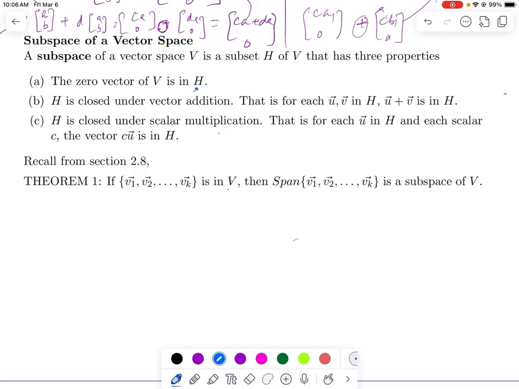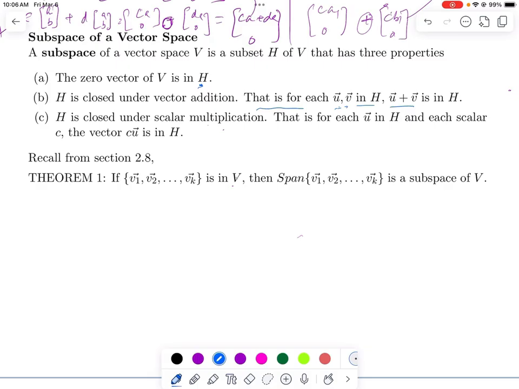H is closed under vector addition. What does that mean? For any two vectors u, v in H, the sum must be in H. And H is closed under scalar multiplication. Again, that means that for any vector u in H and any scalar c, the vector c times u must be in H. So this is how we are going to show that H is a subspace of V.